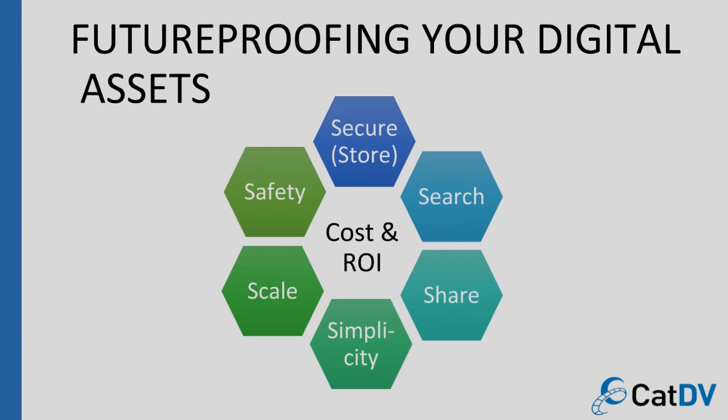So here are, I guess, the 6 key ingredients, and then of course, money always matters, so we have cost and return on investment in the middle of our little circle. And we're going to take a little time to just step through these. So securing content, being able to search content, share content simply, be able to scale clearly, and do so in a safe manner. So let's just run through those real quick.